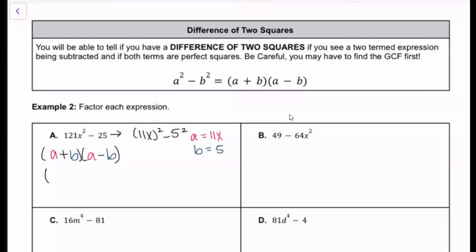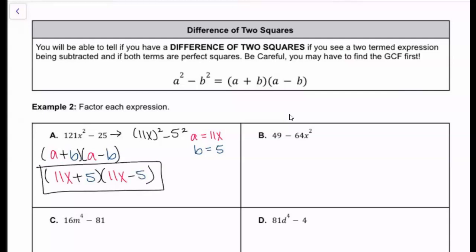So let's start plugging things in. Once again, I said my a was 11x, so 11x, keep the plus, my b value, which I said was 5. And then my a value again, 11x, minus my b value, which I said was 5. That's it. That's my answer. Relatively straightforward. You just have to identify what your a value is, what your b value is, and then just plug it into this form.